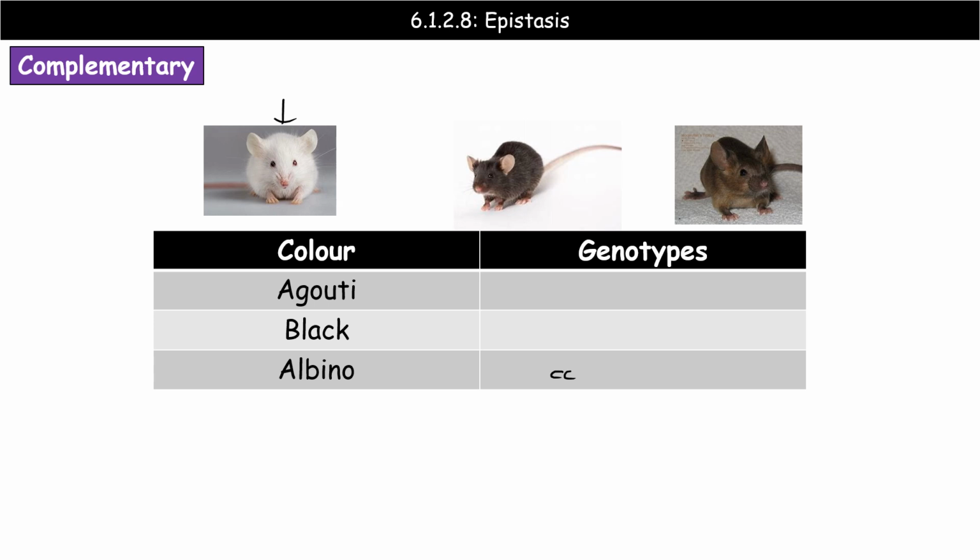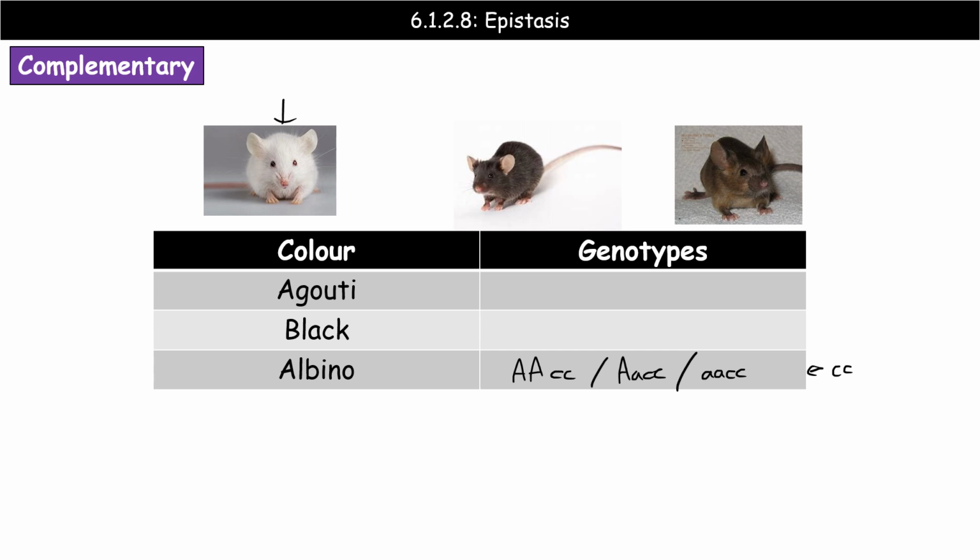Now, because we've got this inability to change our colourless precursor to anything else, it doesn't really matter what's present at the A because it's blocked. So we could have an albino mouse that's got the dominant feature in the homozygous format. We could see it where it's heterozygous for A, or we could see it where it's homozygous recessive. The key thing there is that we've got the homozygous recessive at the position C, that first gene locus.